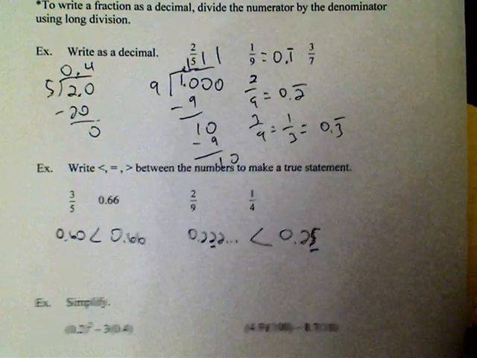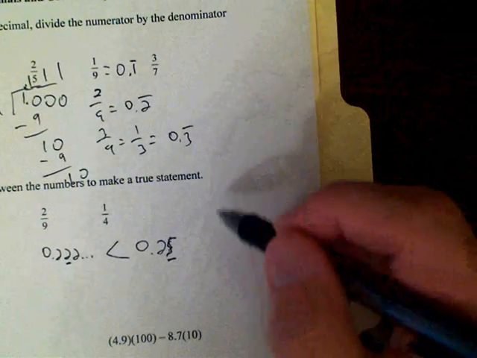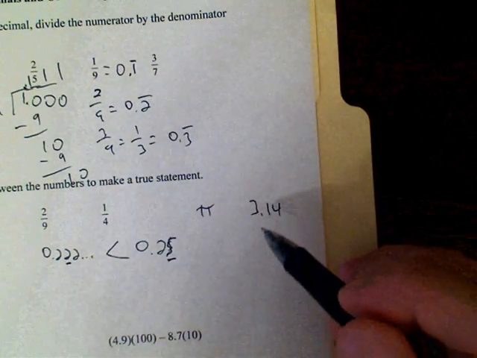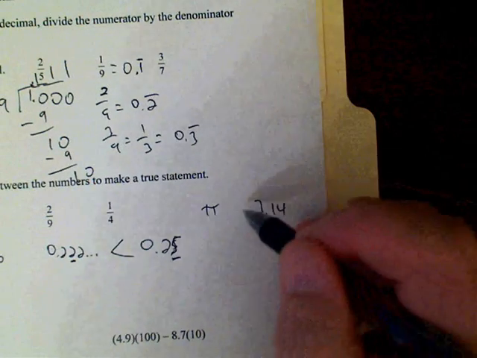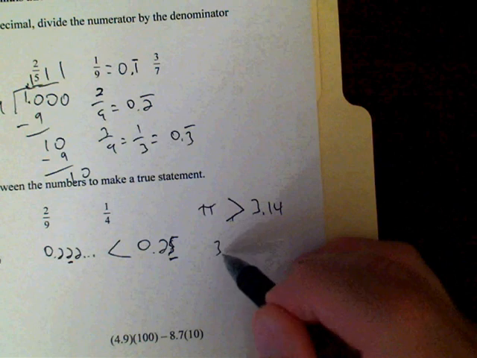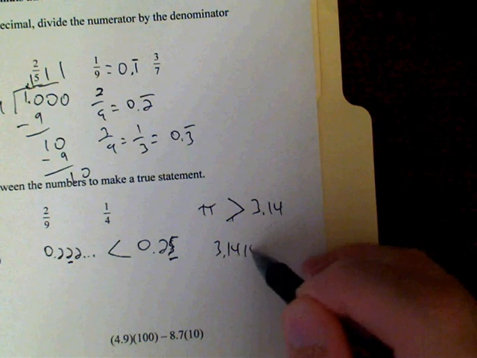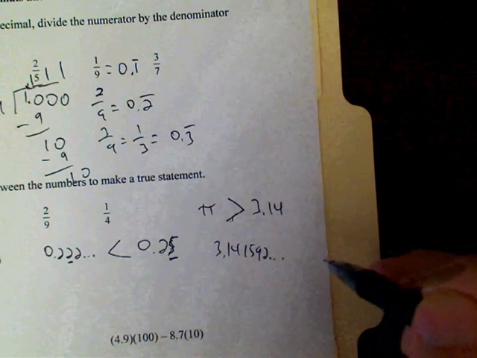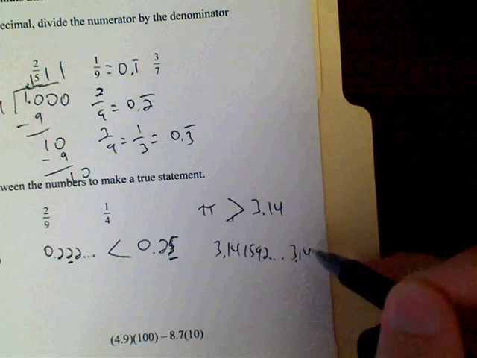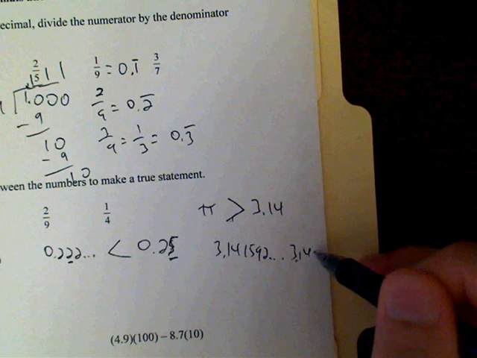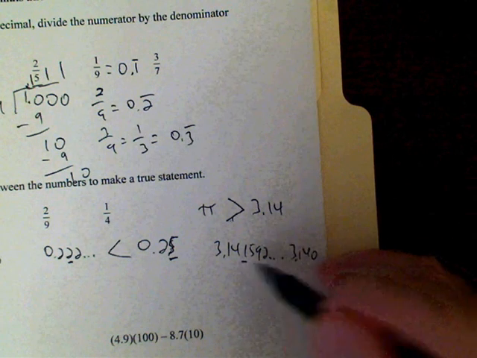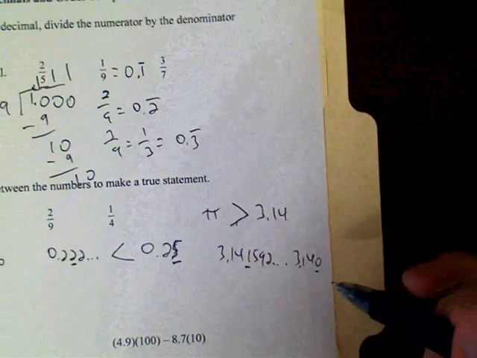Let's do one more, one that a lot of people miss. Let's compare pi to 3.14. A lot of people think that these are equal. They're not. Pi is greater. Pi is actually, if you keep on going, 3.1592 dot dot dot. 3.14 looks like that. If you want to keep on going with this number, there's a 0 on the end. So that one is bigger than that 0.